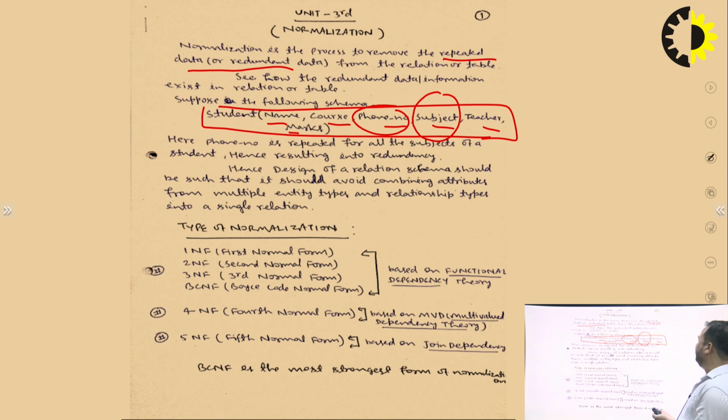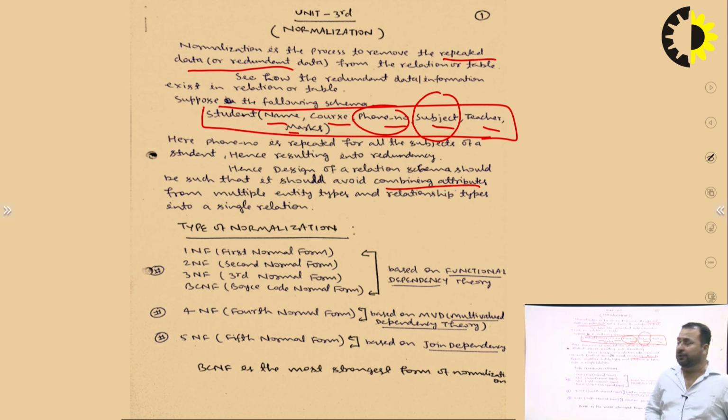So the design of a relation schema should be such that it avoids combining attributes from multiple entity types and relationship types into a single relation. One key approach is not to have so many attributes in a single relation, because this could cause repetition of data. Normalization is a technique just to remove or reduce repetition of data, redundant data.